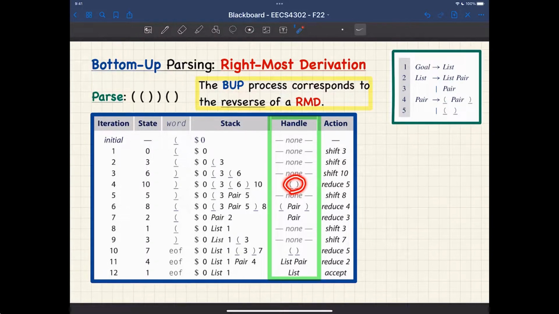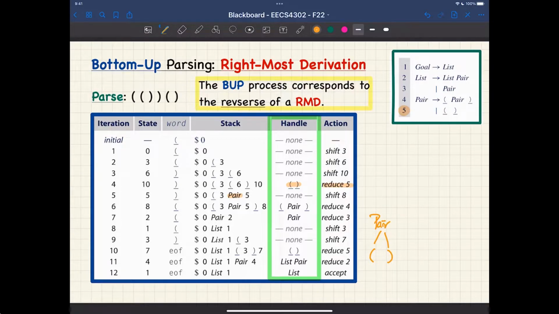This one means so far we have read the opening parenthesis and closing parenthesis. By applying rule number 5, we can reduce this over here into a pair. Let's highlight it. The first one is this, which is reduced to pair using rule number 5. You can see reduce 5. Let's write it. This one is telling us we got this, and then they are reduced to pair.